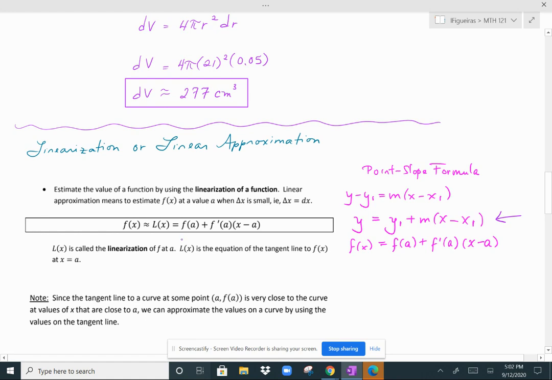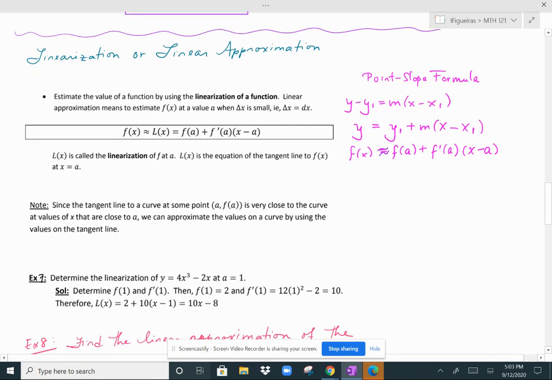So remember, this is the formula that I just gave you. The y sub 1 is your function value at a. The m is your derivative at a. And x minus x sub 1, well, that's x minus a. So just assume that your point is a, f of a instead of x sub 1, y sub 1, and it really is the same formula. And this allows you to approximate some function value. It's not an exact answer.